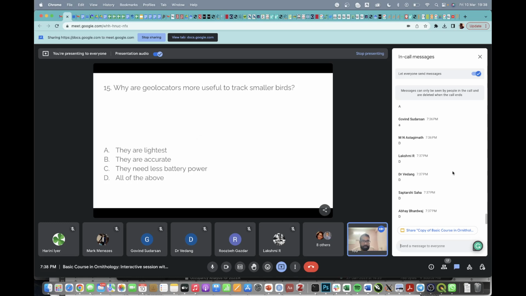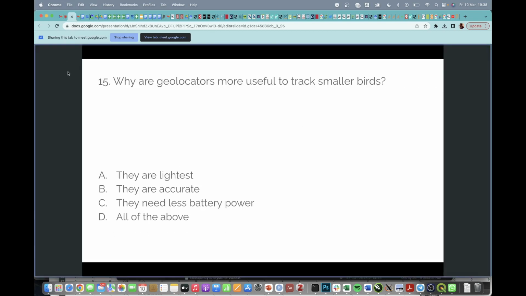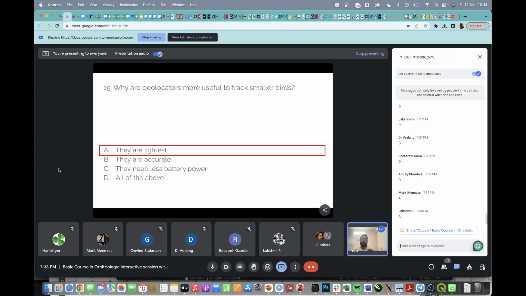Okay, everyone's answering D, but what I asked was why is it useful more for smaller birds? But yeah, anyways, the answer is A, because geolocators are the lightest things that are available for tracking birds, lighter than the geologgers and the GSM retrievers. And that's why for very small birds that migrate long distances, people generally use geolocators and not something else. They are the lightest available on the market right now.